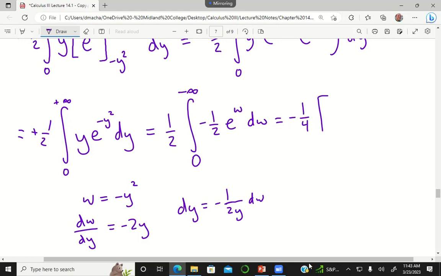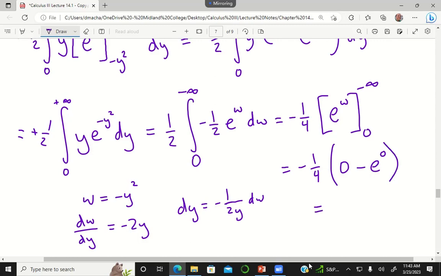Now I have to take the antiderivative of e to the w, which is just e to the w, and evaluate that at negative infinity and at 0. The limit of e to the w as w approaches negative infinity is 0. We talked about that just a second ago. So this is going to be negative 1/4 times 0 minus e to the power 0. E to the power 0 is 1, so that's negative 1, and this answer is 1/4.